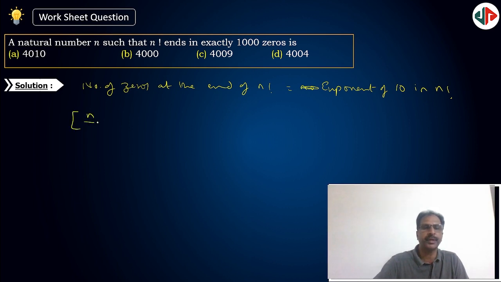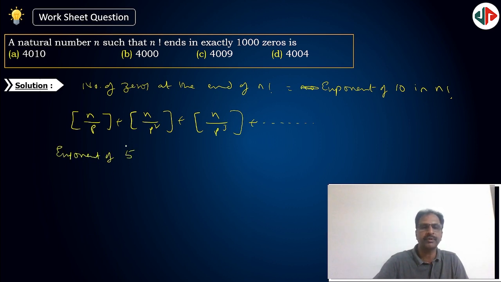To find the exponent of a prime number, the formula is floor of n by p plus floor of n by p square plus floor of n by p cube and so on. This is a formula for finding the exponent of prime number p. Now let us find the exponent of 5, because the power of 10 in any particular number will be same as power of 5 in that number. So exponent of 5 in n factorial, let us check with 4010. Let us say exponent of 5 in 4010 I am finding.